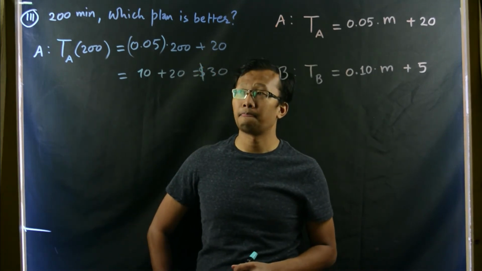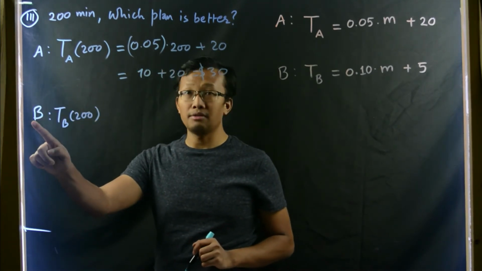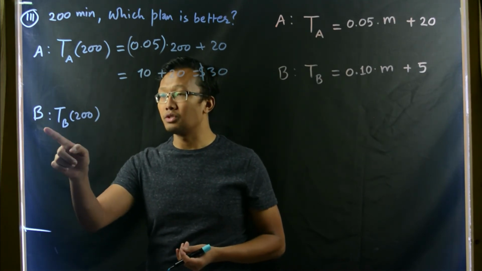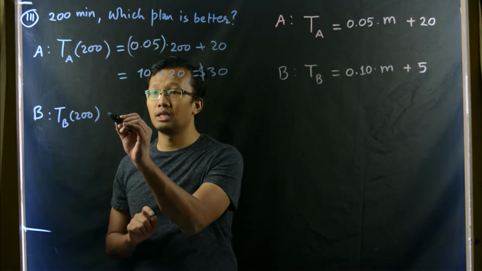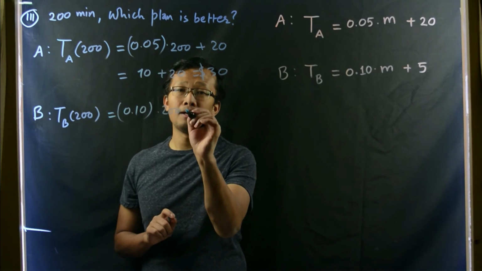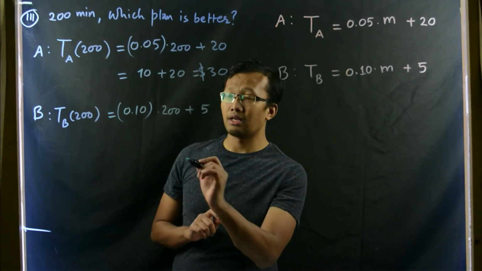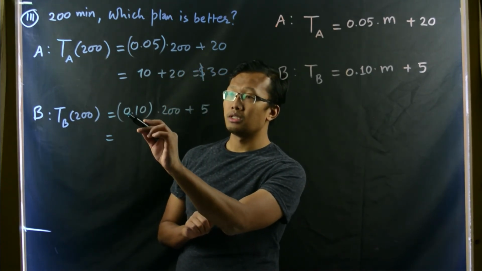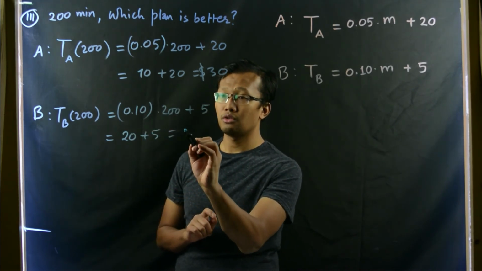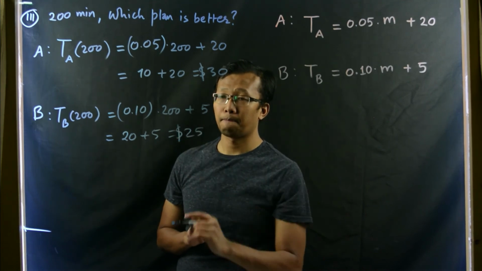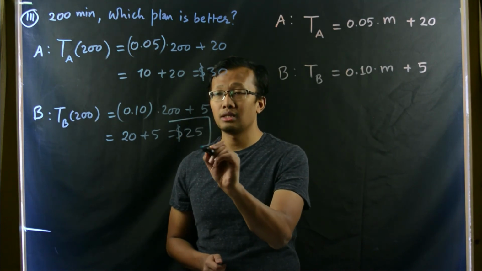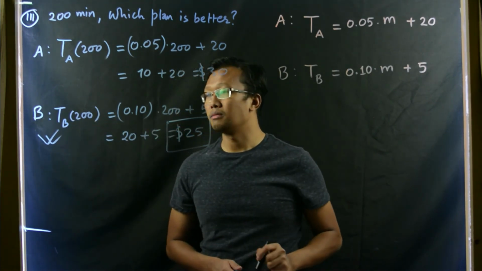Now for plan B, if a person wants to see how much he or she will be charged if he uses plan B and calls for 200 minutes, then this would be 0.10 times 200 plus $5. That will give us 0.1 times 200 is 20, plus 5 equals $25. Then you can see the better deal for the person is simply B. B is the better deal.